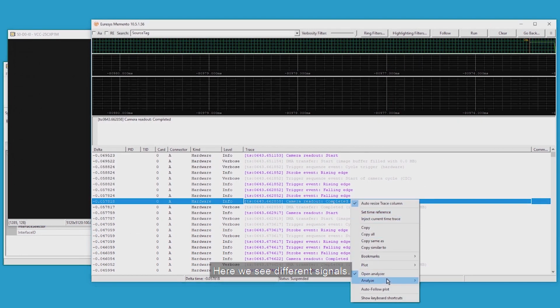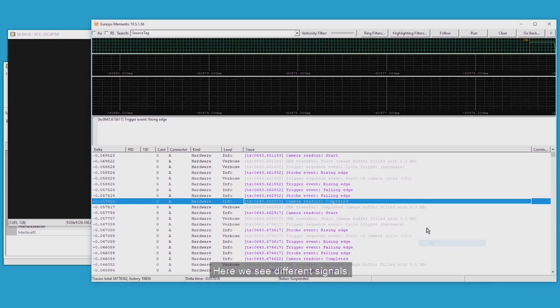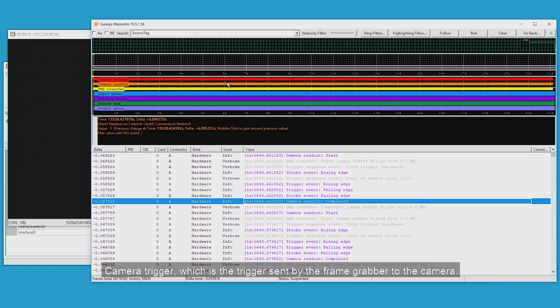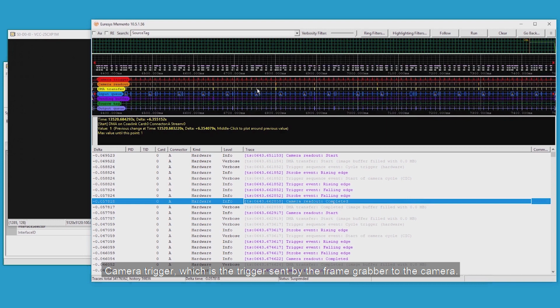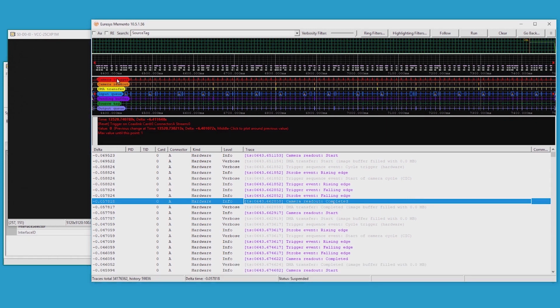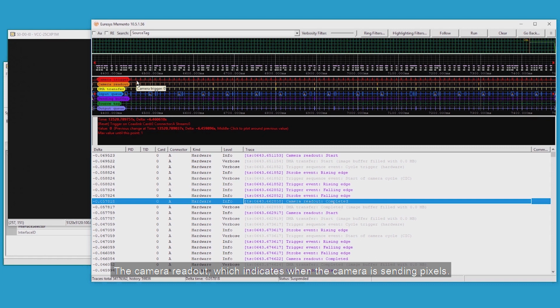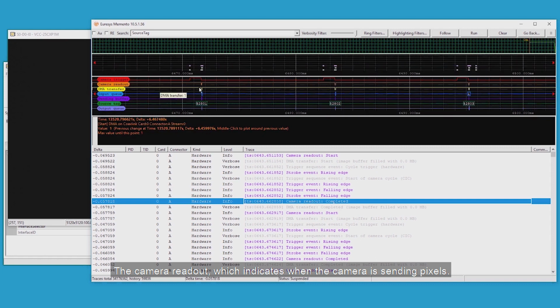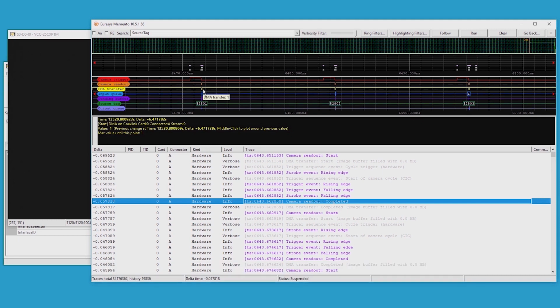Okay, so here we see different signals. Camera trigger, which is the trigger sent by the frame grabber to the camera. The camera readout, which indicates when the camera is sending pixels. The DMA transfer, which is the transfer from the frame grabber to the host computer. And also we see the state of the buffer queues.